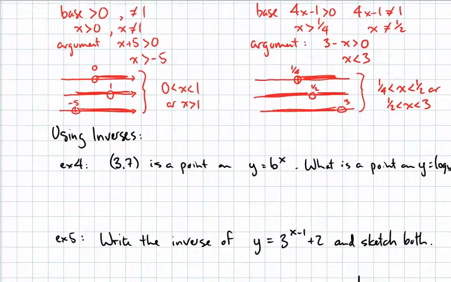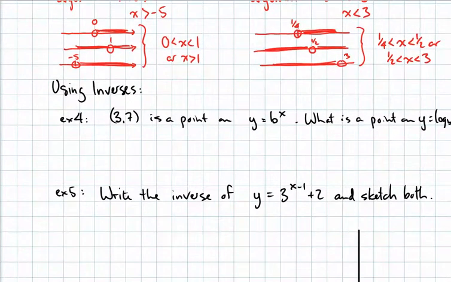Alright, using inverses, you could get different questions such as these ones. You're told (3, 7) is a point on the exponential graph with base b. What's a point on y equals log base b of x? Well, you reverse x and y. It's as simple as that.